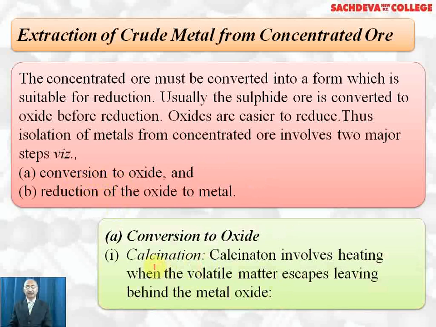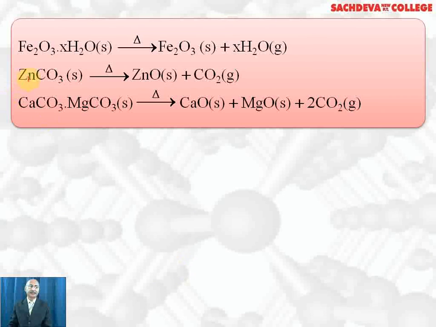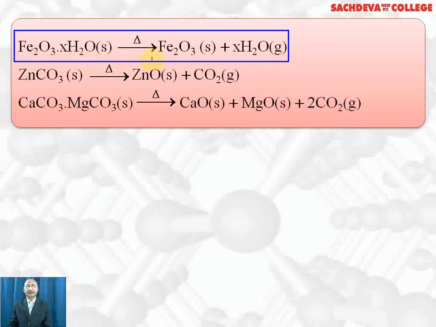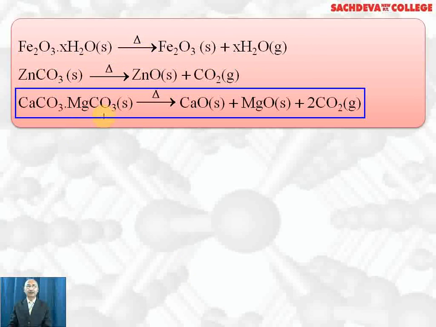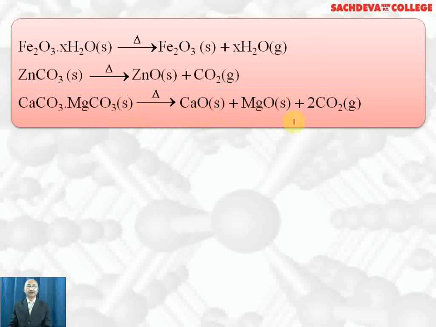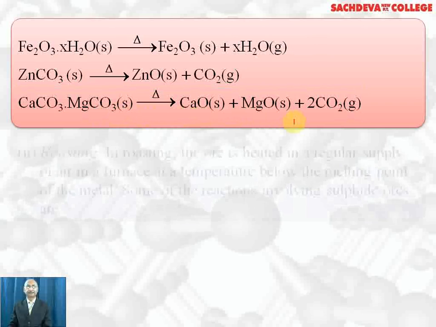Conversion to oxide, first is calcination. Calcination involves heating, when volatile matter escapes, leaving behind the metal oxide. Carbonates are also calcined so that they convert into oxide and carbon dioxide is liberated. These are the examples. Hydrated ferric oxide, when heated, gives Fe2O3 plus xH2O. Zinc carbonate, calamine, on heating gives ZnO plus CO2. Dolomite, CaCO3.MgCO3, is heated to give CaO plus MgO plus 2CO2. These are the examples of calcination.